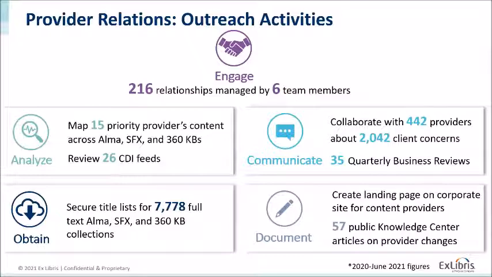We have reached out to these 400 providers to receive nearly 8,000 title lists for all 3 knowledge bases. And we have done 15 mapping exercises specifically for priority providers like Springer, for example, to make sure that all of the collections are set up in ALMA, SFX, and 360. We have also done in-depth content analysis for 26 discovery feeds.